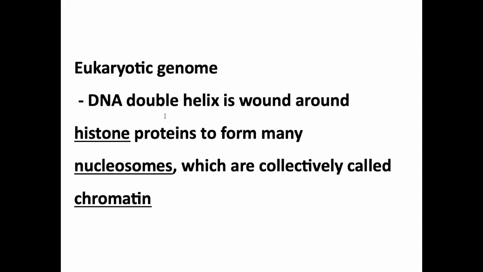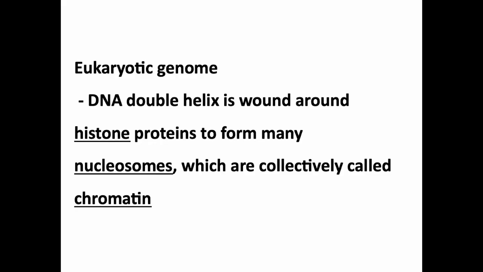So in summary, again, these are not defined in the key terms. They're sort of defined in this sentence itself, but I underline the important terms in this statement. The DNA in the eukaryotic genome, the DNA double helix, is wound around histone proteins to form many nucleosomes, which all collectively are referred to as chromatin. And again, none of this happens in prokaryotes. This is a eukaryote thing.